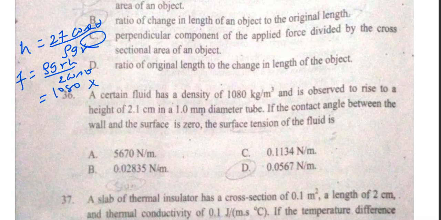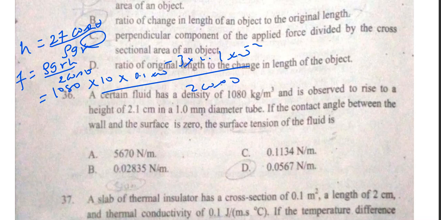ይሄኛው 1080 ሲባዛ 10 times ራዲየሱ the radius is this one ስለዚህ ይሄኛው ወደ ሜትር ስንቀይር ምን ይሆናል? 0.5 times 10 to the power of -3 times 2.1 times 10 to the power of -2 divided by 2 times cosine 0. አንግሉ 0 ስለሆነ cosine 0 1 ነው። ስለዚህ 0.0567 ኒውተን ይመጣል። Therefore the answer is D.